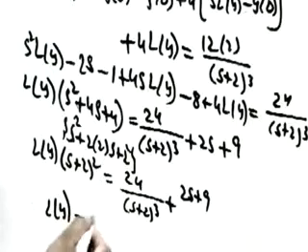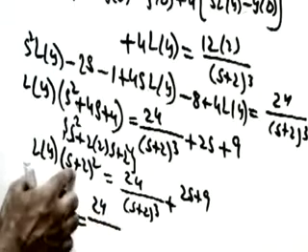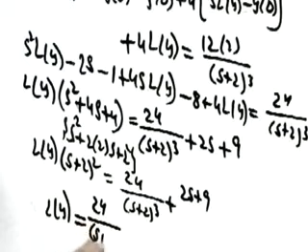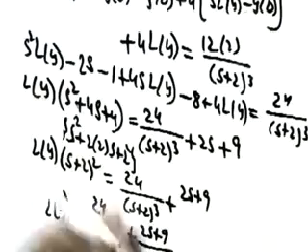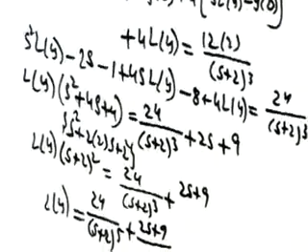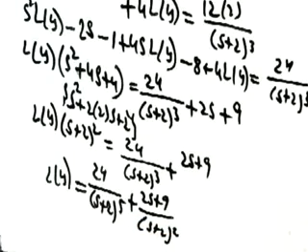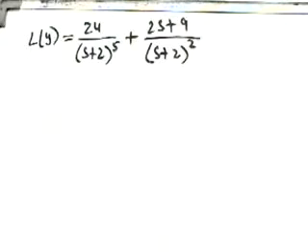So Laplace of y equals 24 by (s plus 2) power 5 plus (2s plus 9) divided by (s plus 2) whole square. Let me continue from the start.